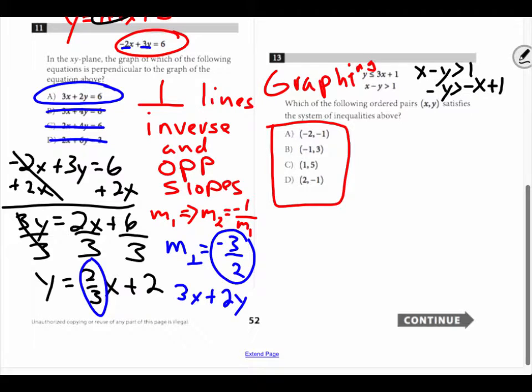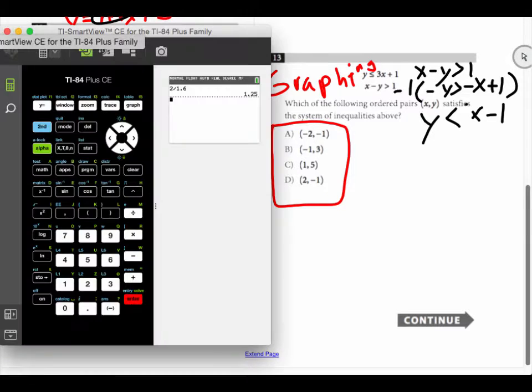When I multiply everything by a negative 1, I get y, flip the sign, positive x minus 1, right? Because I'm going to take this whole thing and multiply by negative 1. And remember that when we multiply by a negative 1, we're really supposed to flip that inequality symbol, right? Okay, you guys with me so far? So I'm just going to graph those two inequalities and then go from there.